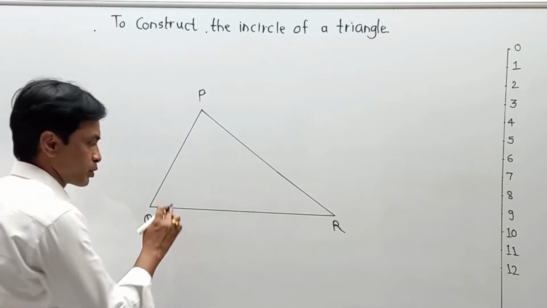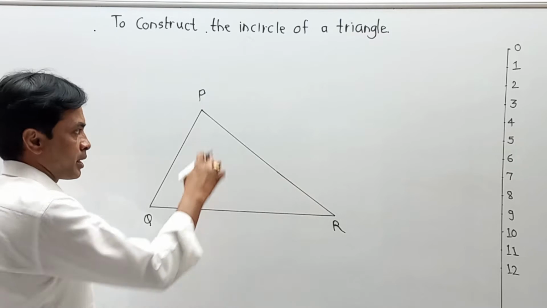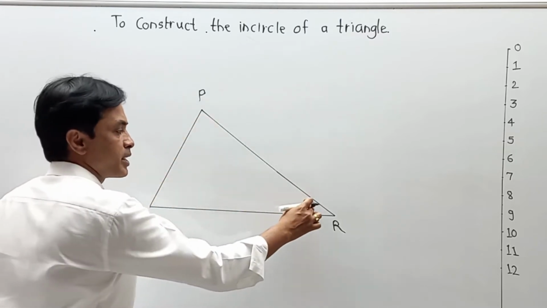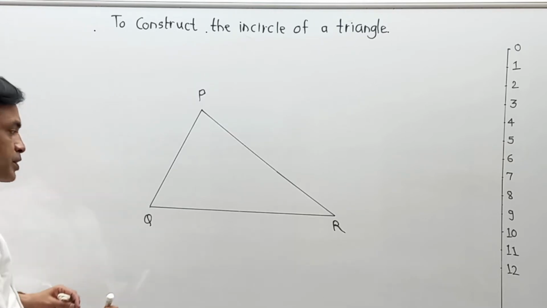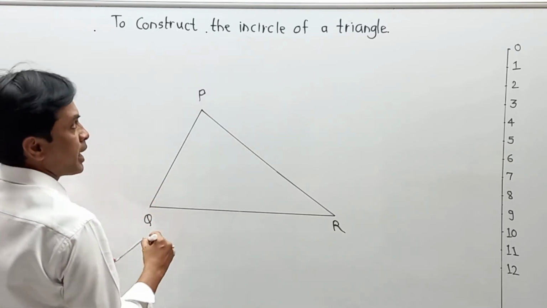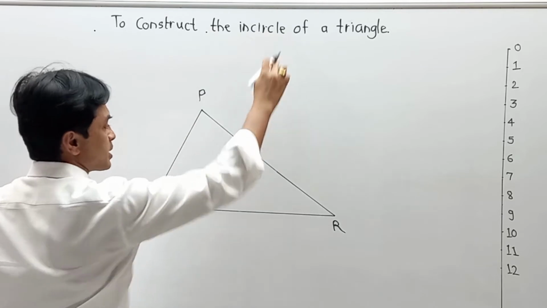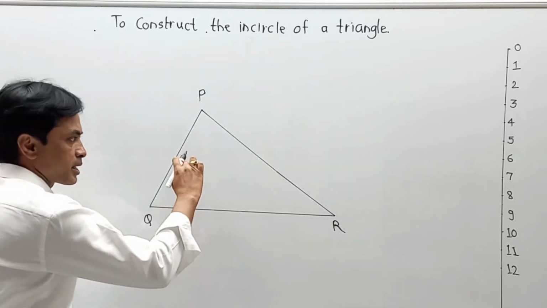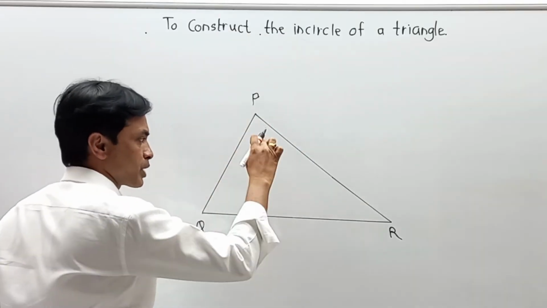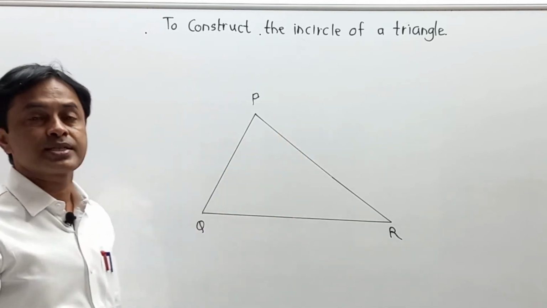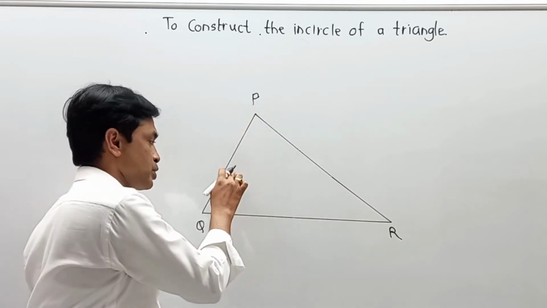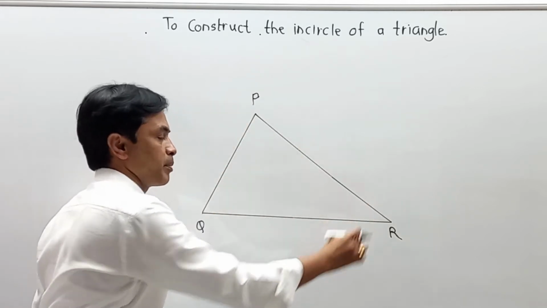In this case you have to take any two base angles. You can take these two angles also, but it is very easy or convenient for the student to take the base angles. Here first of all Q is one of the base angles, and now my target is to construct the in circle. Now what exactly do we mean by in circle? It means this is a respective triangle and we are going to draw a circle inside such that this circle touches all three sides, means PQ, QR and PR.